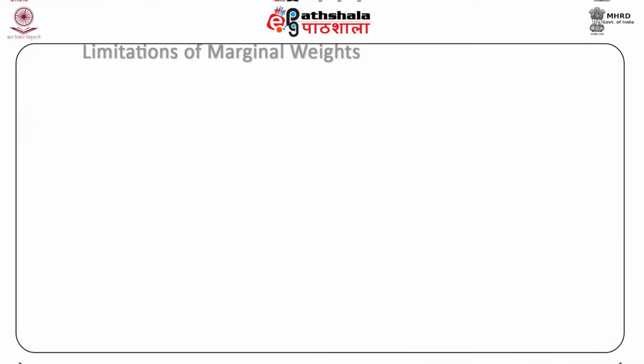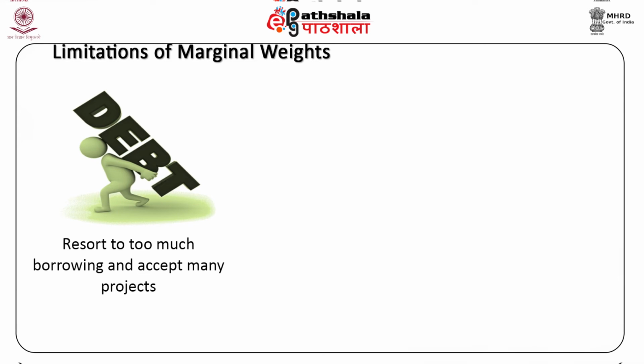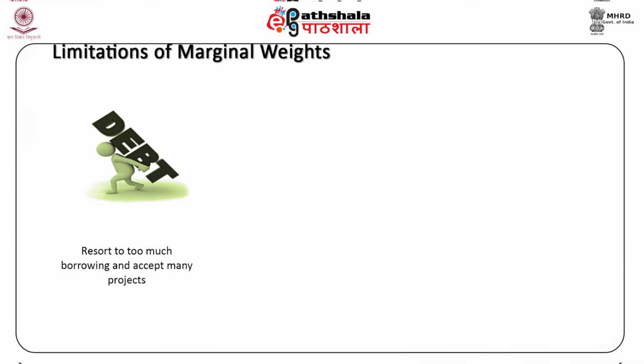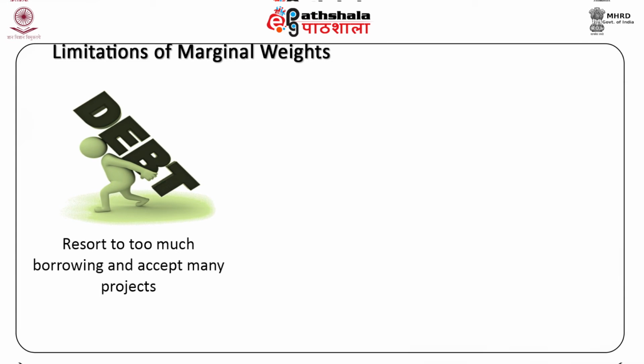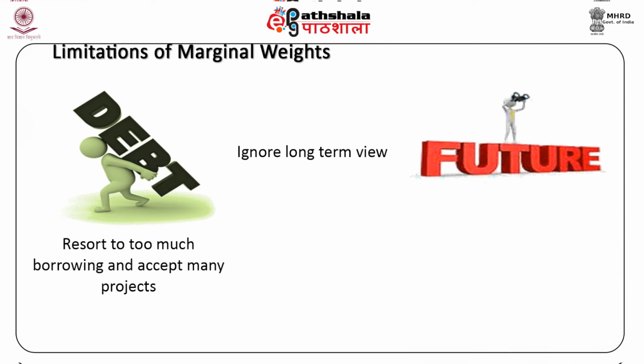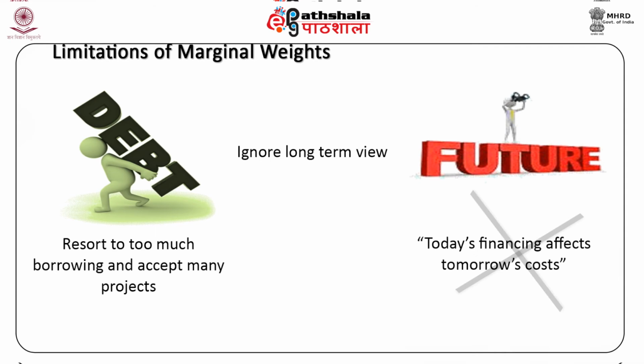However, the marginal weights system also suffers from the following limitation. The main problem is that if we go by marginal weights, we may resort to too much borrowing and accept many projects because of lower cost at the moment. But at a later date, the company may have the problem of raising more finance. Marginal weights ignore the long term view. Thus, the fact that today's financing affects tomorrow's costs is not considered in using marginal weights.